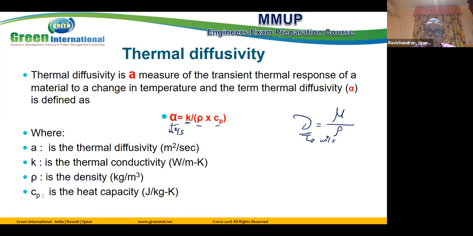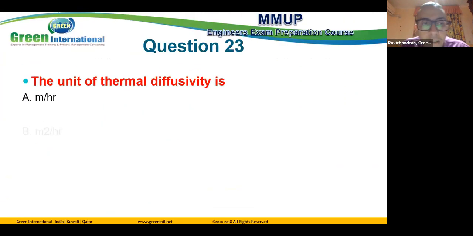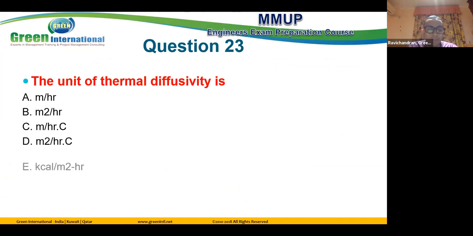Okay. The unit of thermal diffusivity is meter square per hour? B, meter square per second. So what is the correct answer here? B, meter square per second.